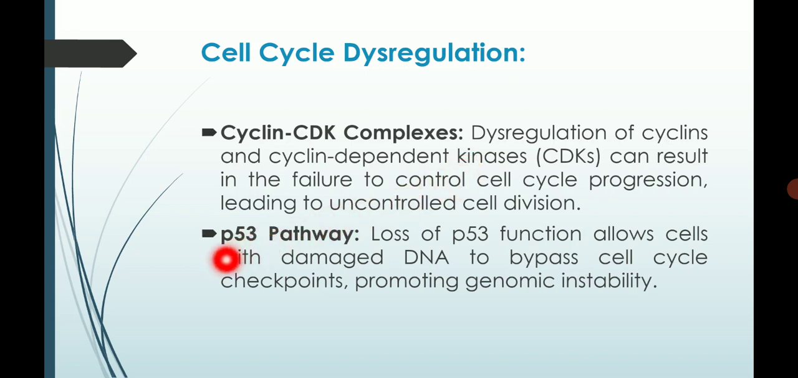And next one is the P53 pathway. The loss of P53 function also allows the cell with damaged DNA to bypass the cell cycle checkpoints and promotes genomic instability. If the P53 pathway is not properly maintained, the cell will enter into the cancerous cell cycle.